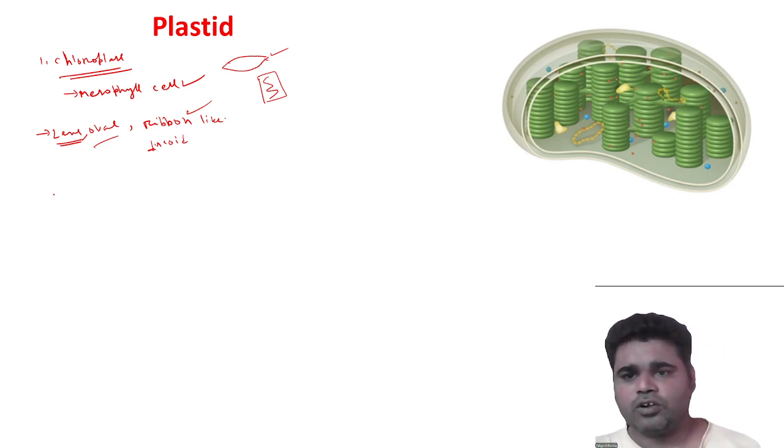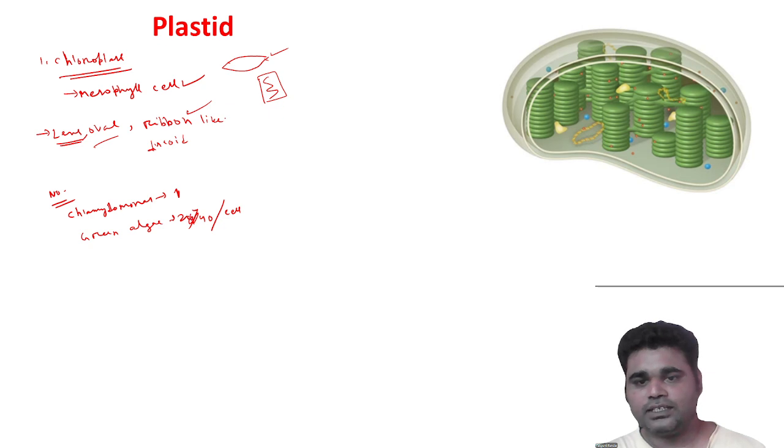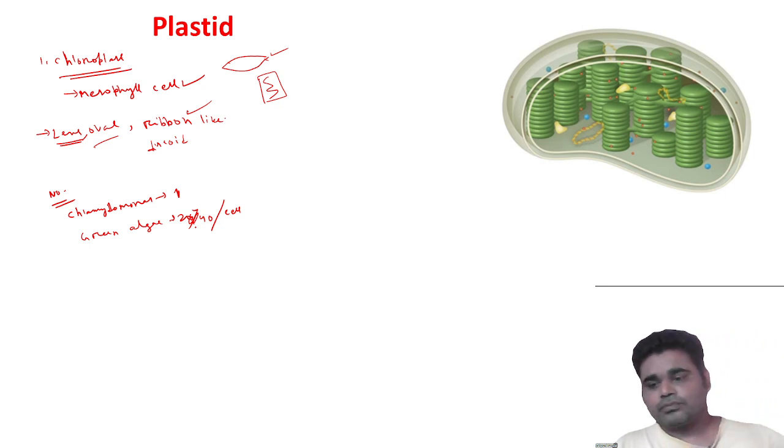So if we look at the number, the number actually varies. For example, in the chlamydomonas the number is 1. But in the green algae, it is 20 to 40 per cell. That means one cell contains 20 to 40 plastids or chloroplasts in the green algae. In the plant, there are many, more than 20 or 40 chloroplasts.